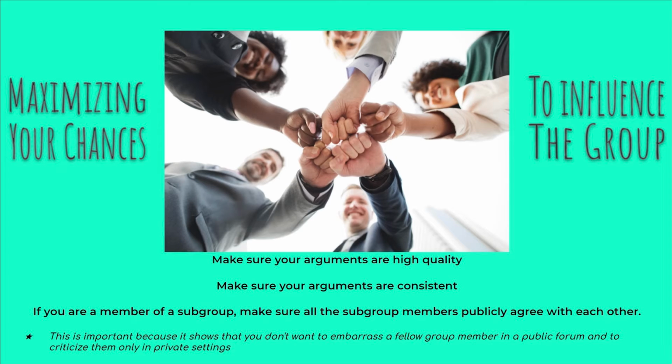The third suggestion is, if you are a member of a subgroup, make sure all the subgroup members publicly agree with each other. It's always best to not publicly dispute or disagree, but otherwise talk about disagreements behind closed doors, so you don't alienate other group members in public. However, coalitions containing members who disagree with you are less influential than coalitions presenting a united front. The subgroup members should meet privately and hash out disagreements among themselves before they meet with the rest of the group so they can agree on a consistent message.